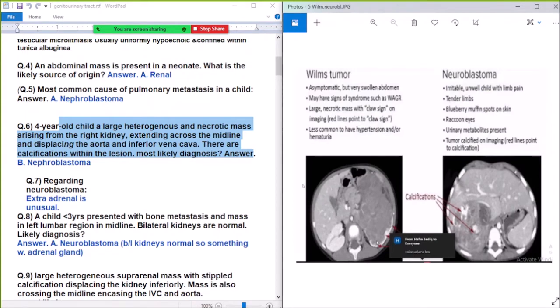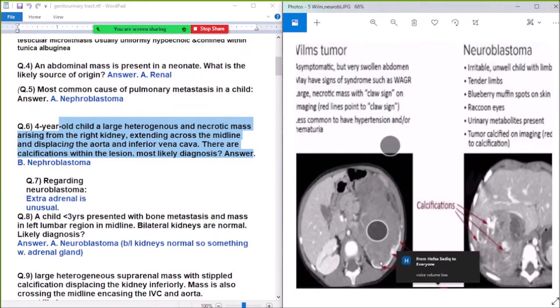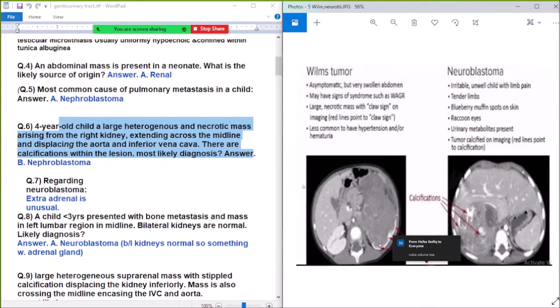Now, a large heterogeneous mass arising from the right kidney and extending across the midline and displacing the aorta and IVC, so nephroblastoma. It may show some calcification. The important thing is it does not encase. So, if it displaces the aorta and the IVC, then nephroblastoma.